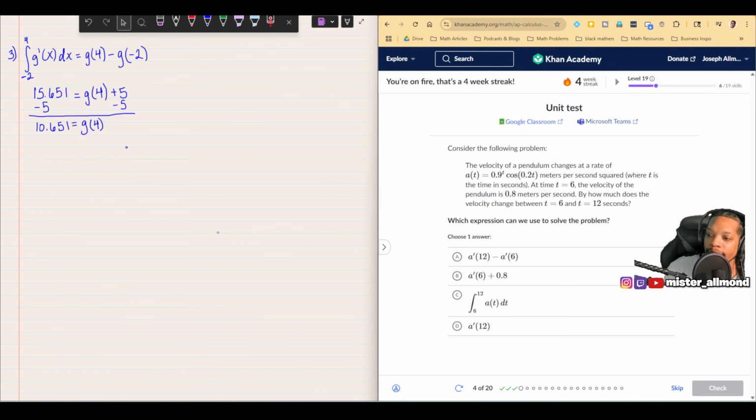All right, so I want to integrate from 6 to 12. By how much does the velocity change? Oh, they don't want us to actually figure it out. It's just an expression. Okay. So I'm going C.